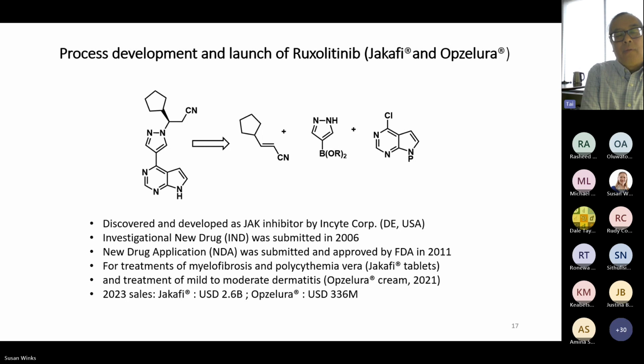5 years later, we filed the new drug application, the NDA, to the agency, and it was approved for the market. This drug can be used for the treatment of myelofibrosis and polycythemia vera, which is in the tablet formulation, and it can also be used for dermatitis, which is applied as a cream formulation, called Opzelura. So the drug has been quite successful.